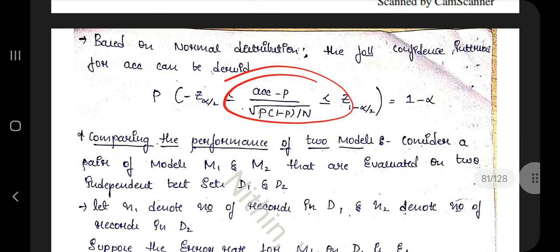And so here also you'll calculate the normal distribution. The following confidence intervals for the accuracy can be derived as follows. You just have to remember the formula and explain the formula's working. Okay, no need to apply the formula. Numericals are not asked in the exam.